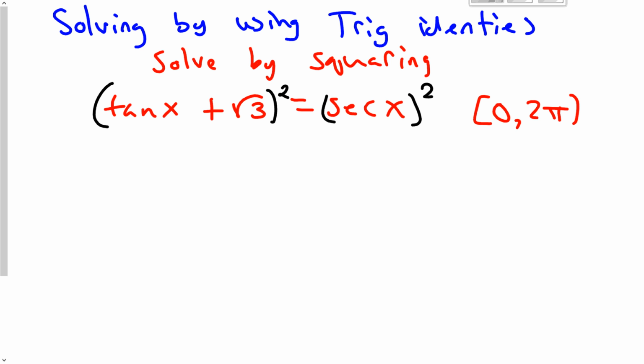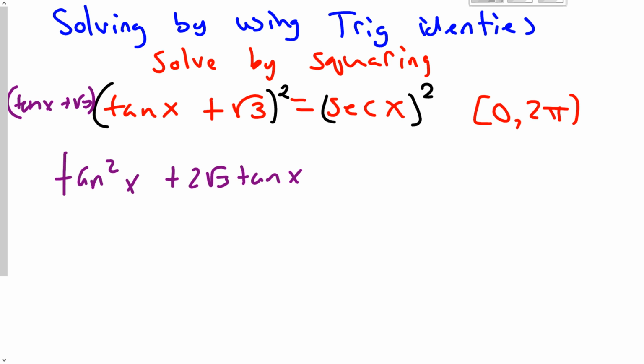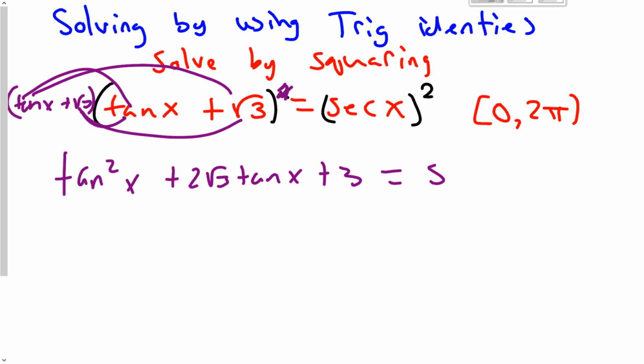So when we square both sides, this becomes a quadratic, so we get tan squared x plus 2 root 3 tan x, because I take tan times tan, right? Because this is tan x plus root 3 times tan x plus root 3. That's what the squared means, right? So I take tan times root 3, that's a root 3 tan, and then another root 3 times tan, that's 2 root 3 tans together, and then root 3 times root 3, which is positive 3, and this is secant squared x.